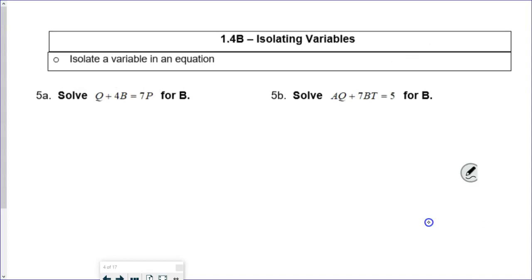Here's another old section, reviewing isolating variables. So I'm trying to solve for B. There's just one B in the problem and we have to isolate it. So we're going to start by subtracting Q.